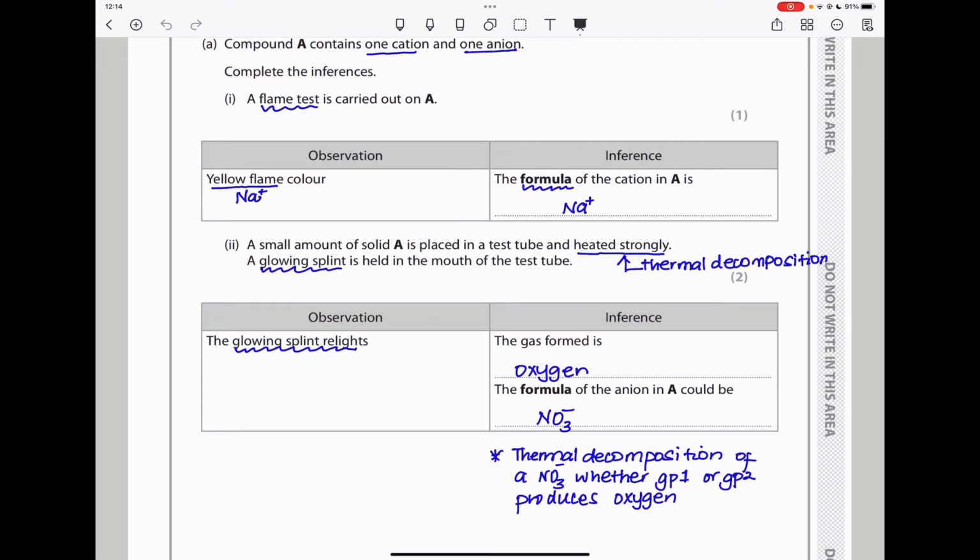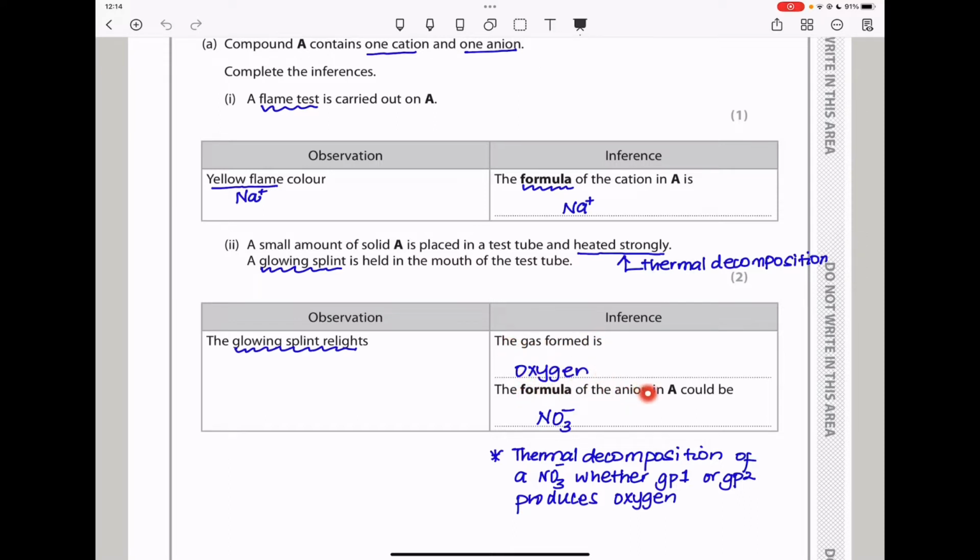Then they say a small amount of solid A is placed in a test tube and heated strongly. Every time you see something about strong heating, that could be thermodecomposition. So they say a glowing splint is held in the mouth of the test tube. The observation is a glowing splint relights. Oxygen is the only gas that relights a glowing splint. So here when they ask the gas formed, that should be oxygen gas.